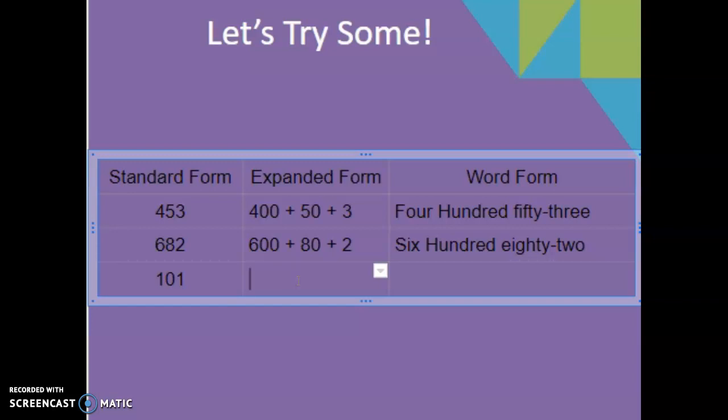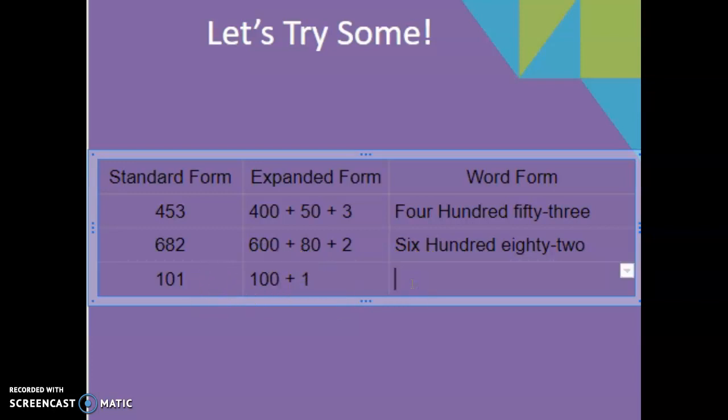The next number is 101. So I have a value in the hundreds place. I have 100 plus. I have no value in the tens. So I don't have to put anything there. I don't have to put a 0, unless I just want to. It's not going to be incorrect, but I don't have to do that. It just kind of jumbles up my numbers. I do have a 1 in the ones place. So to write that number expanded, I would write it as 100 plus 1.